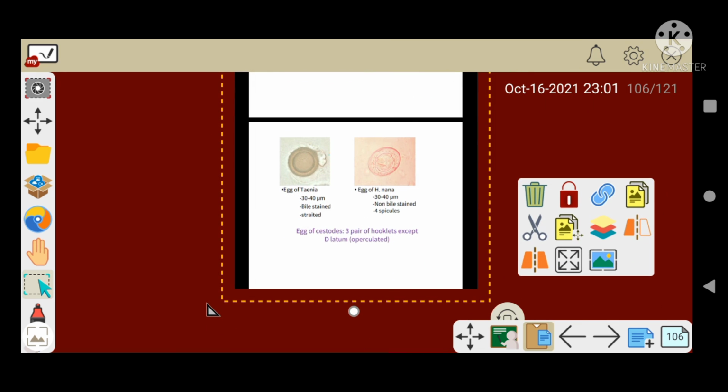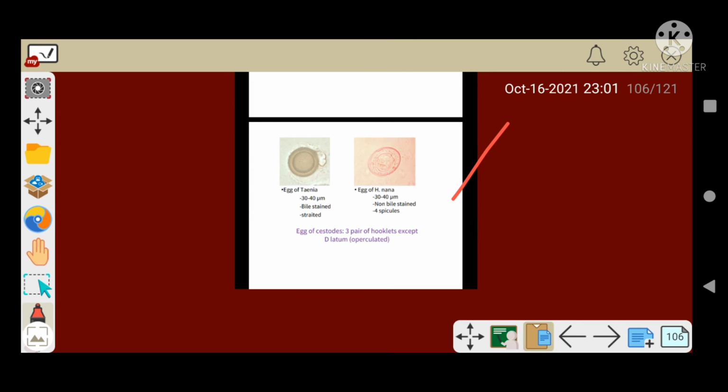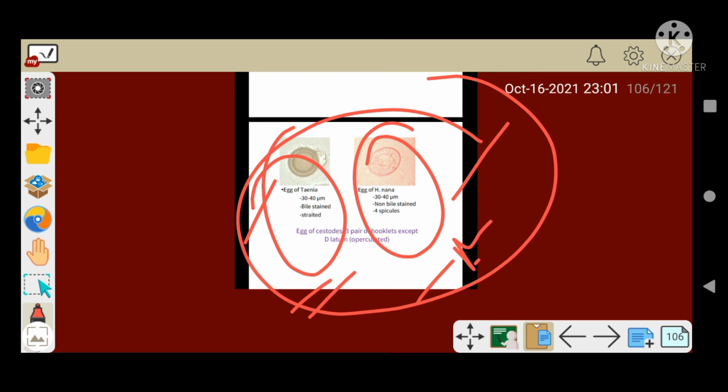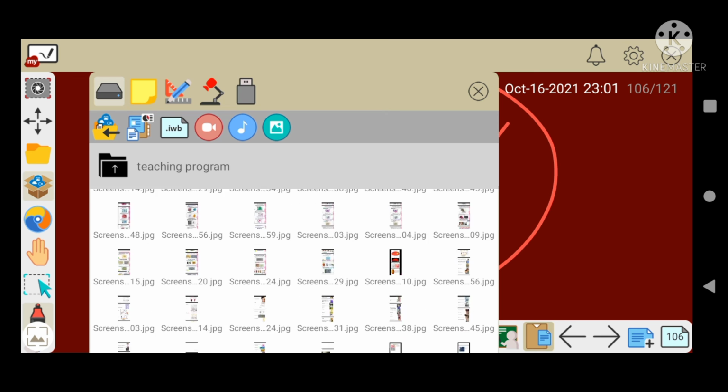So this is an egg of H. nana and egg of Taenia. Taenia eggs are bile stained. This is non bile stained. These are not good pictures. I have discussed it earlier. Okay.